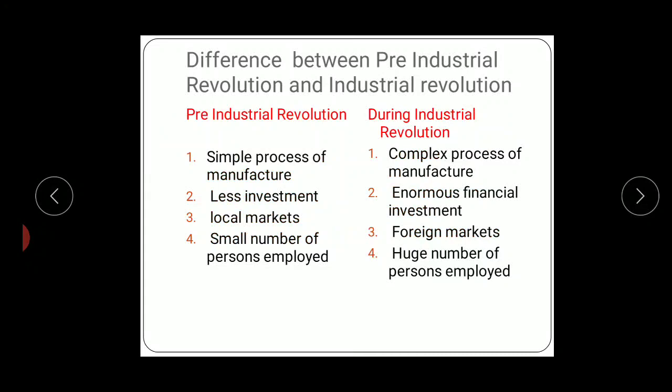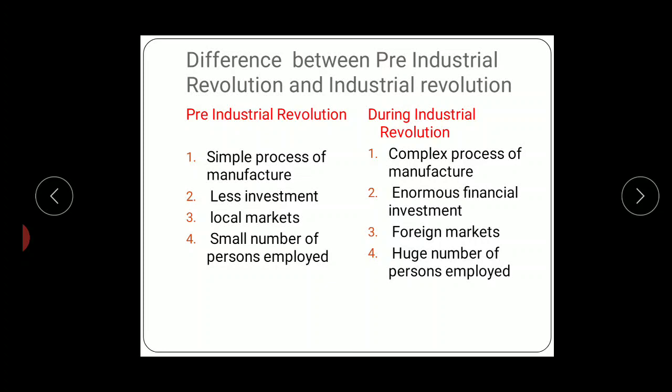Now, the difference between pre-industrial revolution and industrial revolution. This slide is summarizing the whole presentation. Just remember these points and you will be able to do well in your exams. During the pre-industrial revolution, a simple process of manufacture was there. During the industrial revolution, a complex process of manufacture. Then pre-industrial revolution, less investment. During the industrial revolution, enormous financial investment. Business bada karna hai bhai.